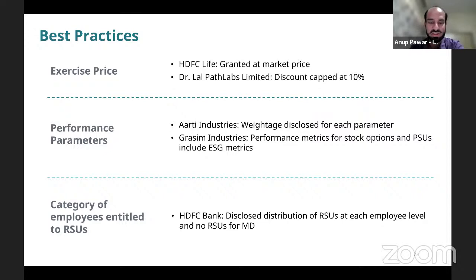And with HDFC Bank, this happened fairly recently. They disclosed the distribution of the RSUs. RSUs are obviously very deeply discounted stock options. They actually gave out the amount of stock options at each employee level. And they said, we will not give any deeply discounted stock options to our MD.